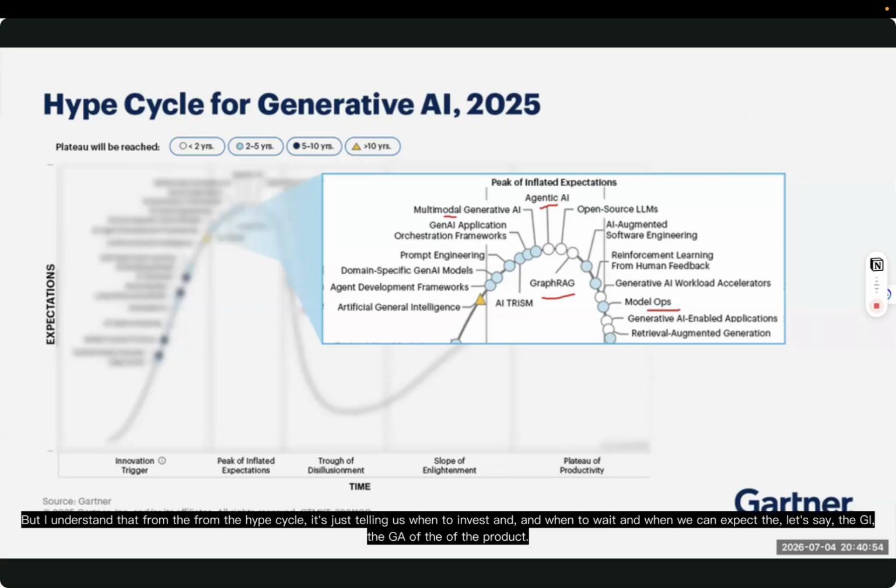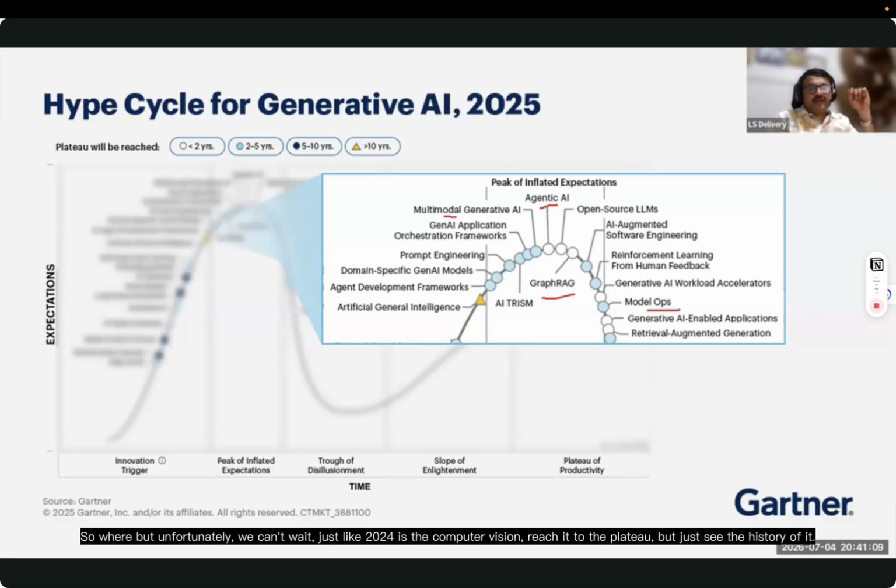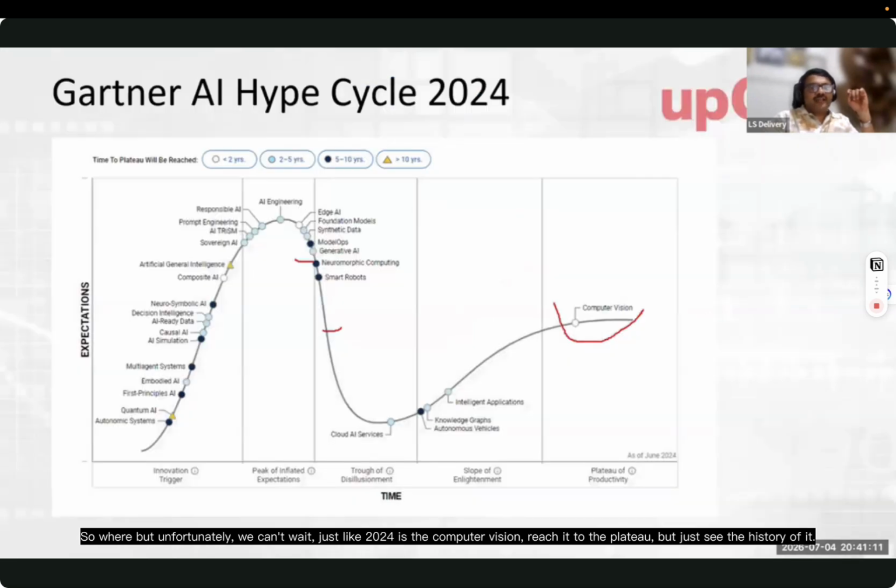I understand that the hype cycle is just telling us when to invest and when to wait, and when we can expect the, let's say, the GA of the product. Is it something like that? It's more like that. But unfortunately, we can't wait.